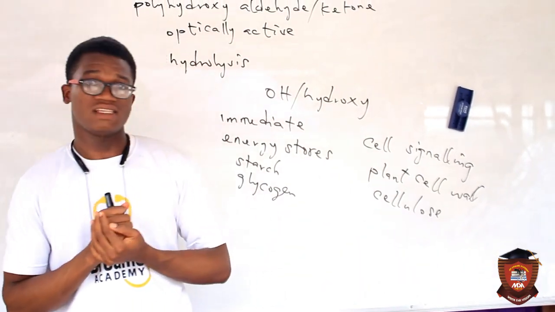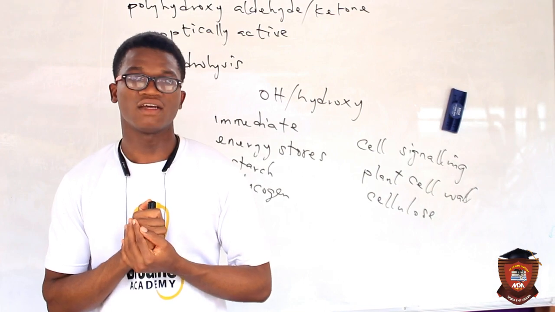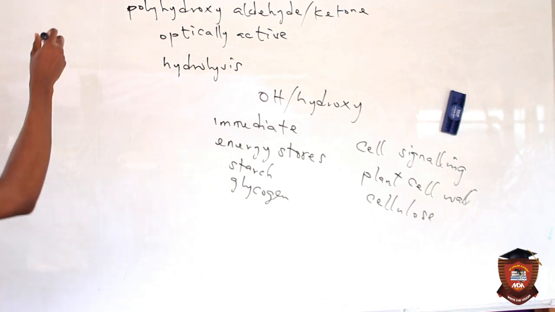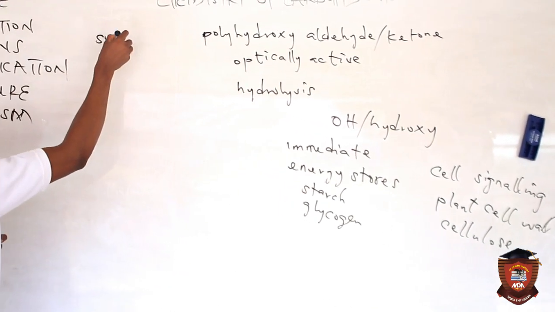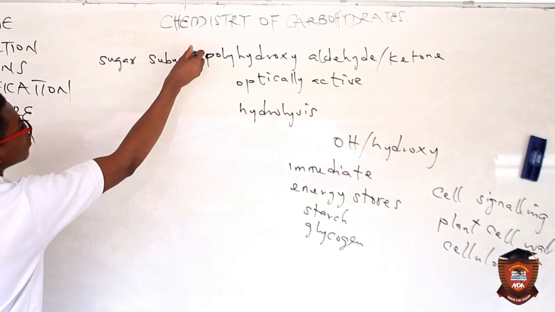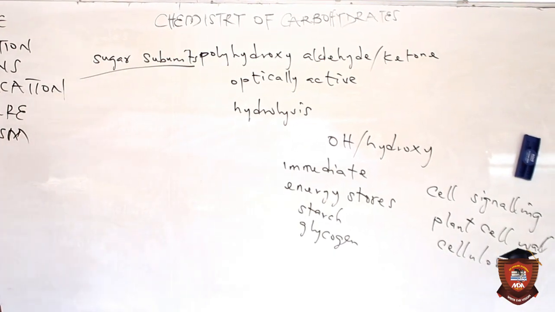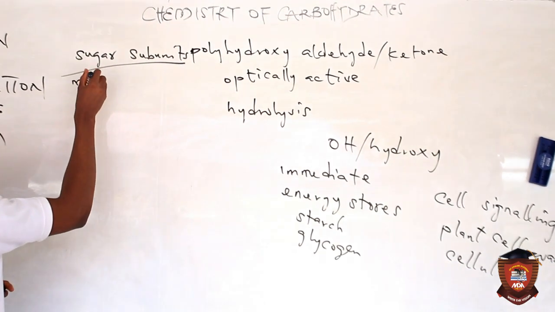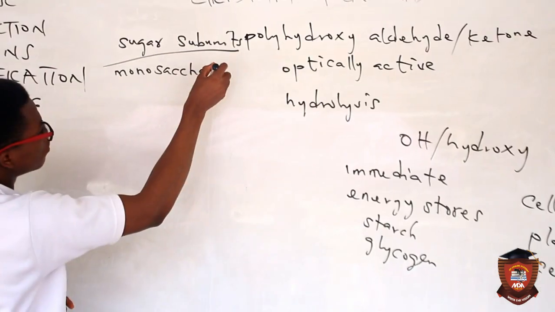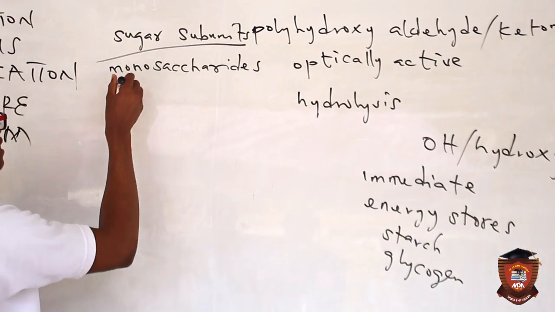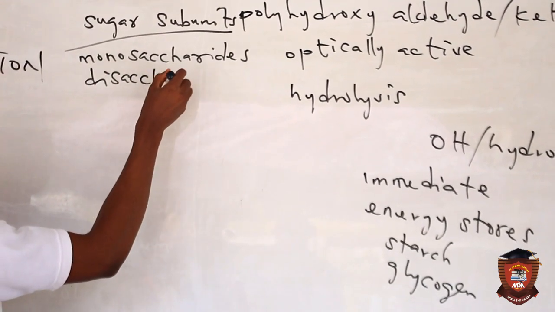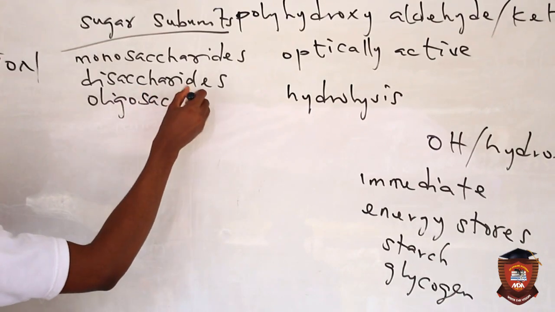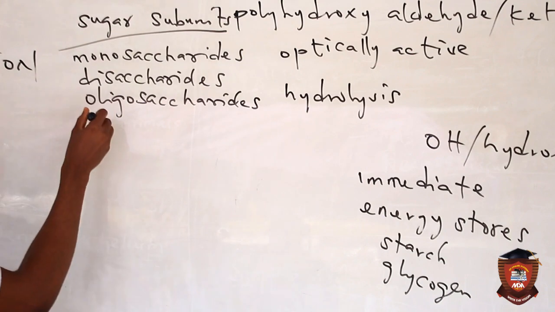And one of the most important things about carbohydrates is how it is classified. Generally, carbohydrates are classified based on the number of sugar subunits. So we have four classes here. We have the monosaccharides, we have the disaccharides, we have the oligosaccharides, and then we have the polysaccharides.